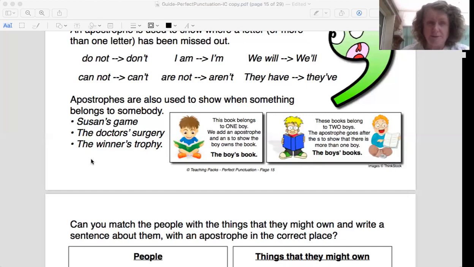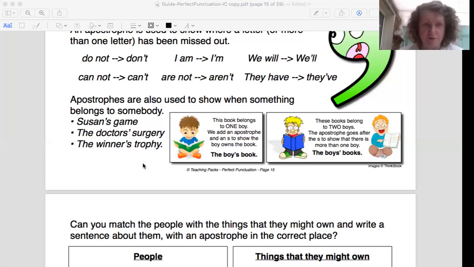So let's go back down to this one. The winner's trophy. There's only one winner. So because there's one winner and one trophy, the trophy belongs to the one winner. The apostrophe goes there. The winner's trophy.